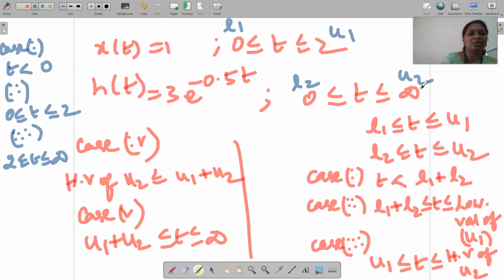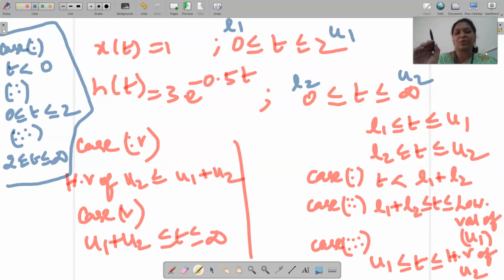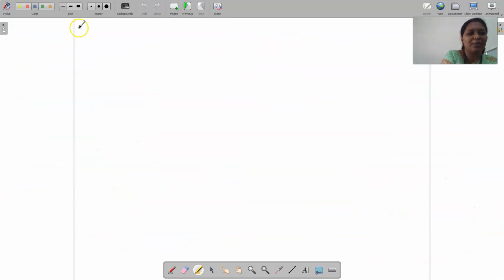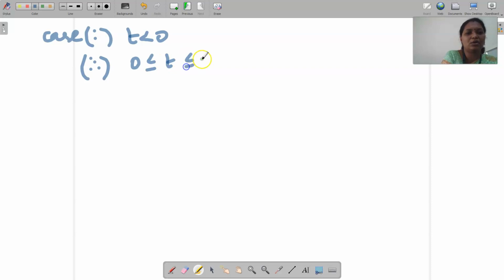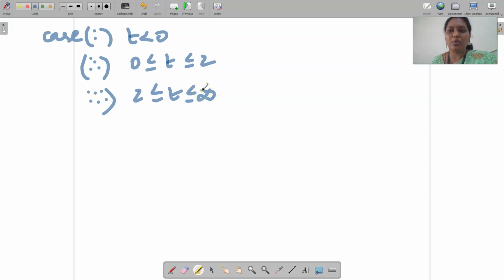Okay. So once you have determined your cases, this thing you have to determine next. I'll go to the next page. Once you have determined your cases, what are all the cases you have? t less than 0, next is 0 to 2, the third case is 2 to infinity. Once you have completed this, we have to go for the diagram representation of each and everything you have in the formula.